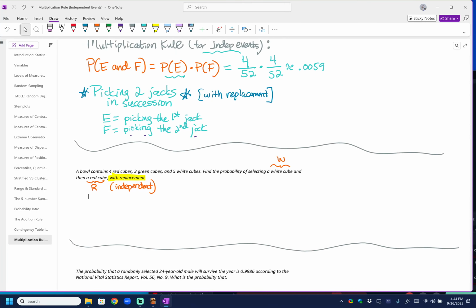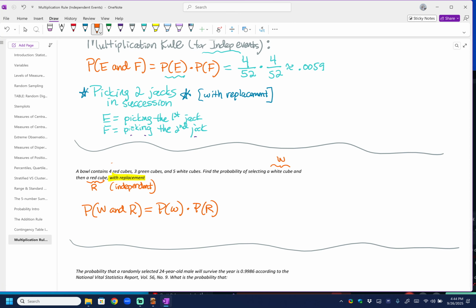Since it appears that we are picking these 2 cubes in succession, then we can use the multiplication rule of independent events. So the probability of W and R should be equal to this product of the individual probabilities. So how do we find out these individual probabilities?